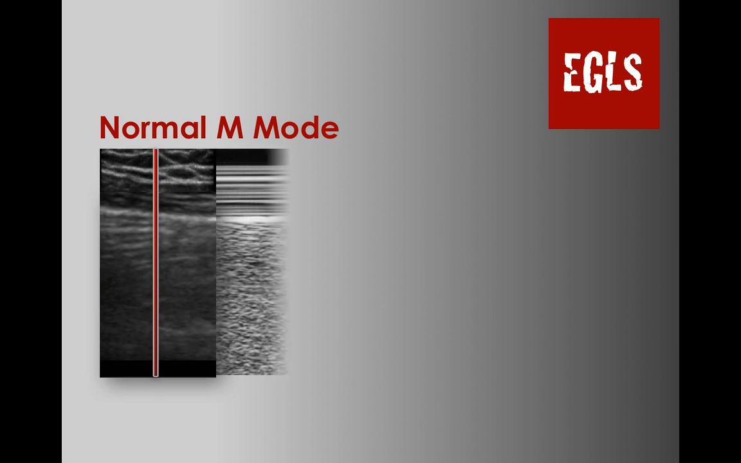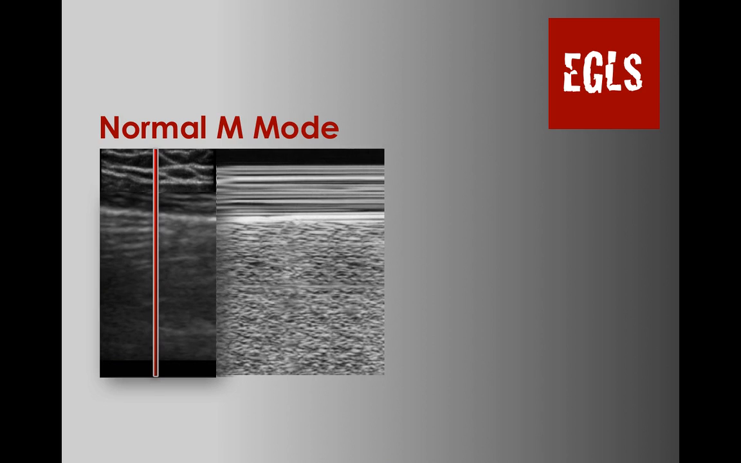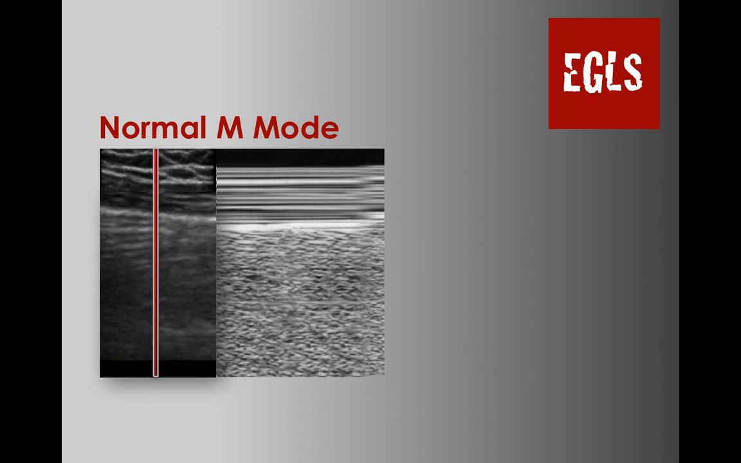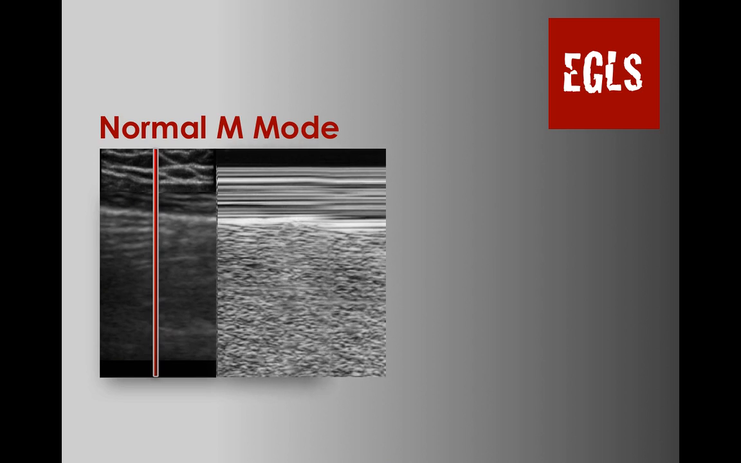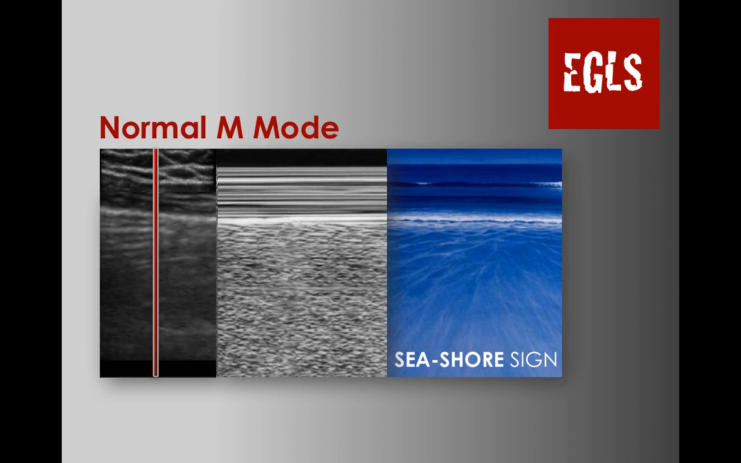When we press M mode again, we see this. All the structures above the pleura don't have any vertical movement, so they look like horizontal lines on M mode. Below the pleura, the lung inflates, deflates, it's chaotic, there's all these artifacts, so it's a granular pattern, and it kind of looks like a beach. This is called the seashore sign. And man, I live in Montreal, and in the winter, this is a sign I like.